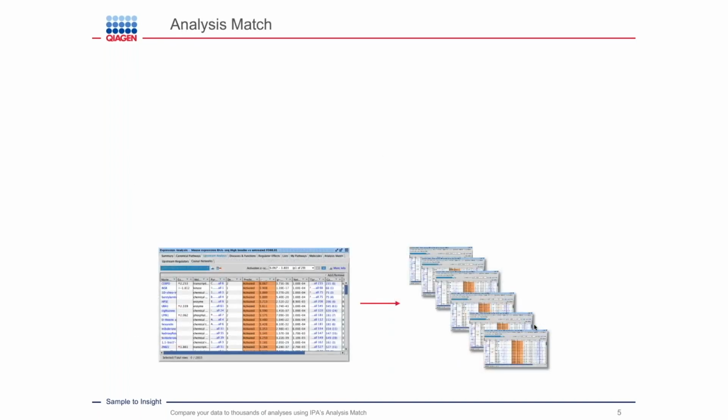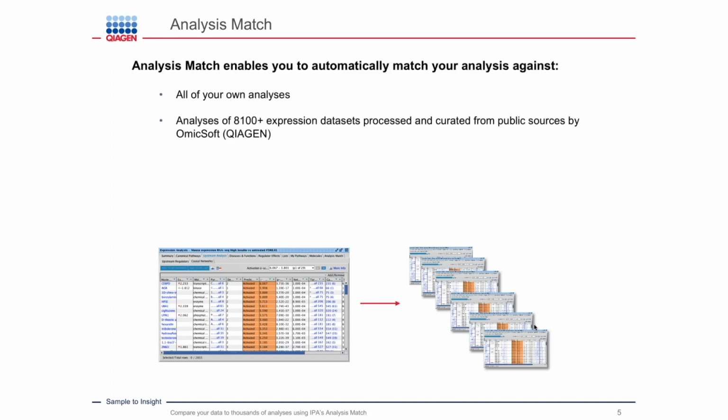Okay, so what if you could identify other analyses that look like your own? Ones that had similar upstream regulators or activated canonical pathways and more. Or analyses that show very different biological characteristics than your own. That's the goal of the new analysis match feature. Before this feature was introduced, you could compare up to 20 different analyses using the comparison analysis tool in IPA. Now, the analysis match feature will automatically look for similarities and differences not only with all of your own analyses, but also with about 8,100 publicly available human, mouse, and rat data sets. So now you can feel more confident about your results.